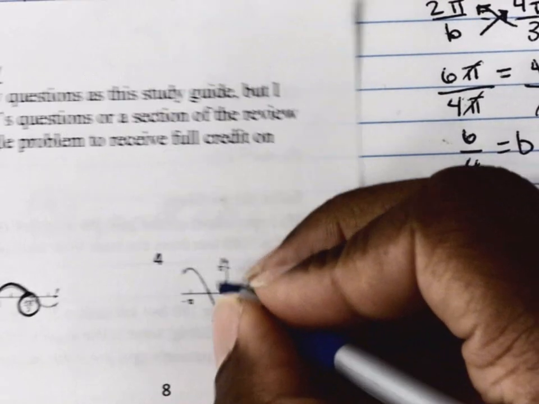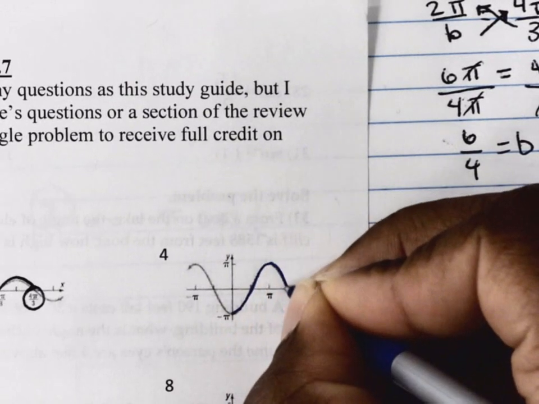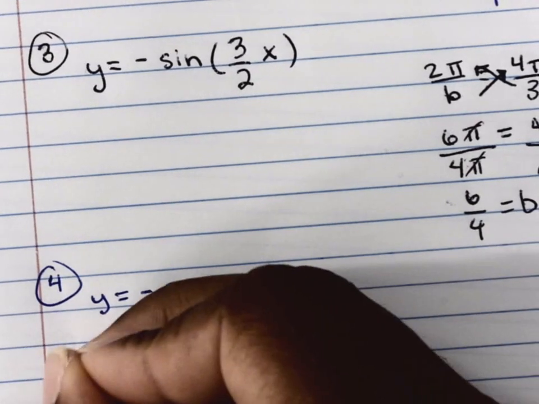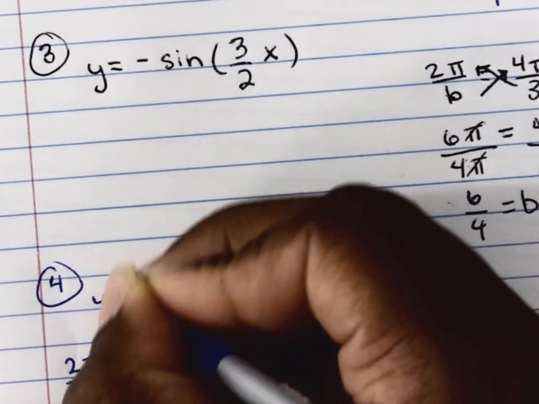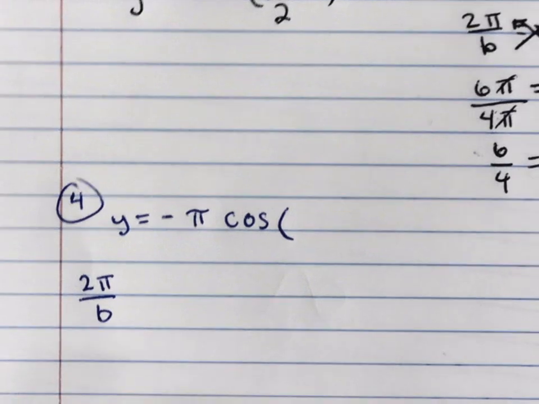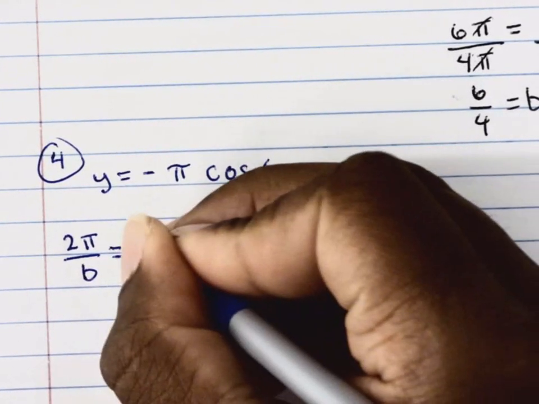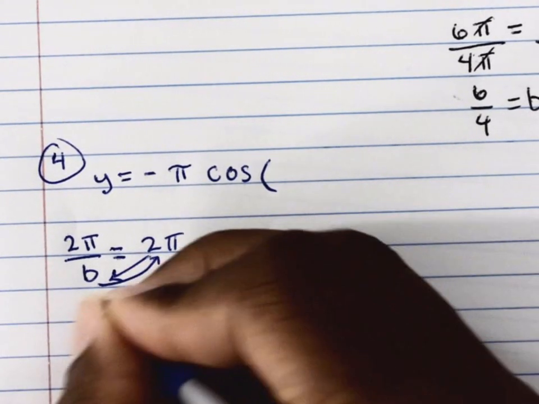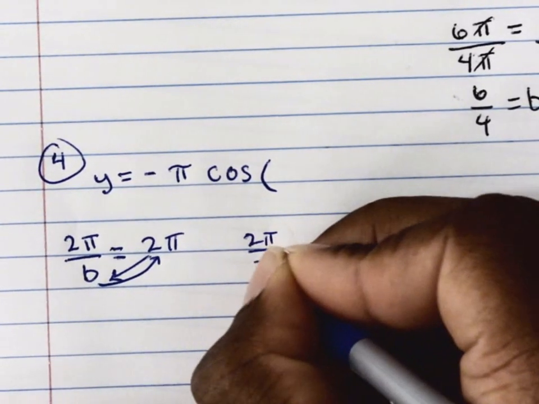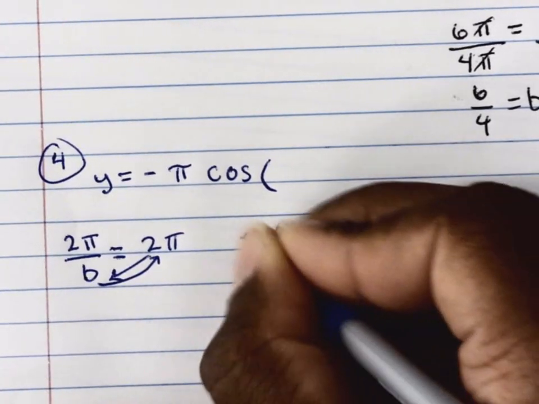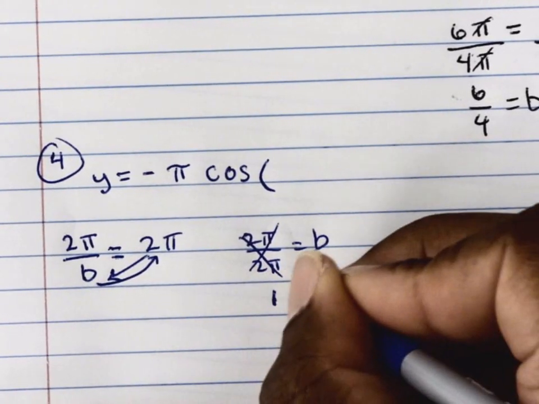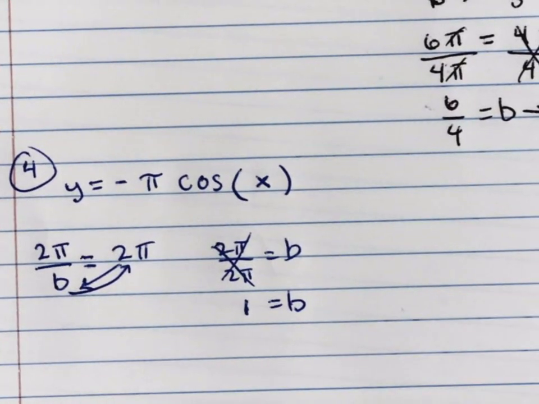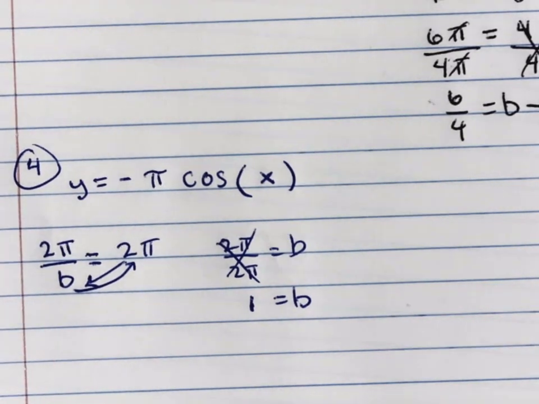So from here we go up, we come back down, and we stop right here at 2 pi. So it's 2 pi over b. 2 pi over b equals 2 pi. I divide by 2 pi, multiply by b, and we get 2 pi over 2 pi. So all of that cancels, and I get b equals 1. So here I would just put just x. You could put 1x, it doesn't matter, but they mean the same thing.